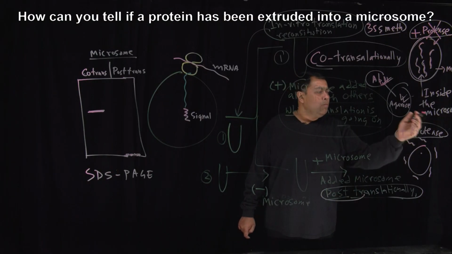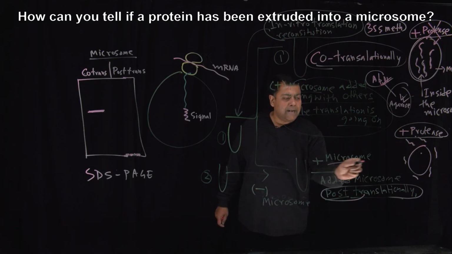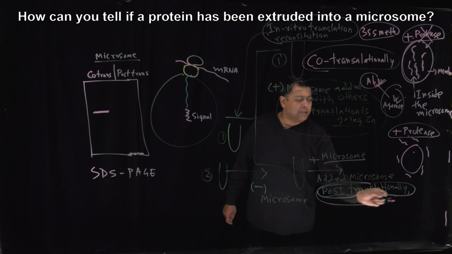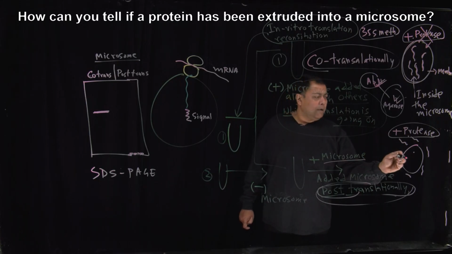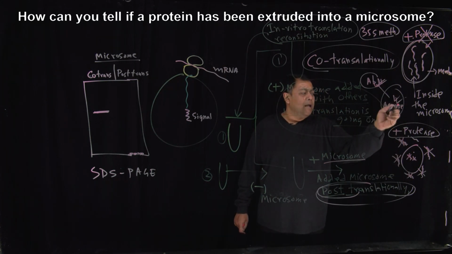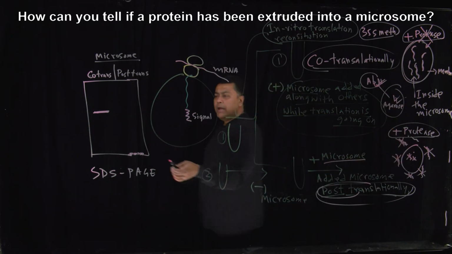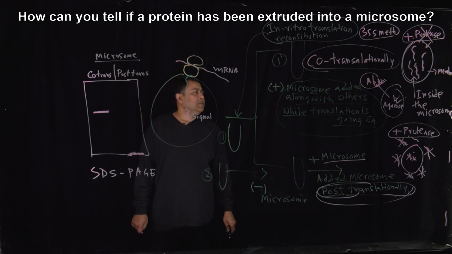On the other hand, this is the mixture where you have added the microsome post-translationally. So the protein did not end up going inside. They remained outside the microsome, and they were all digested by the protease. So when you immunoprecipitated them, you did not get anything. You get just some random fragments and radioactivity at the bottom of the gel, essentially. You did not get the protein.